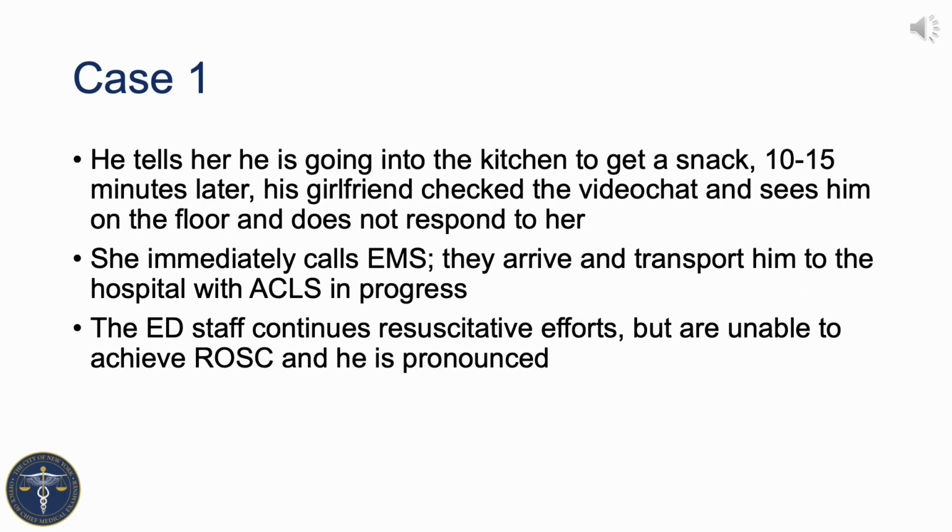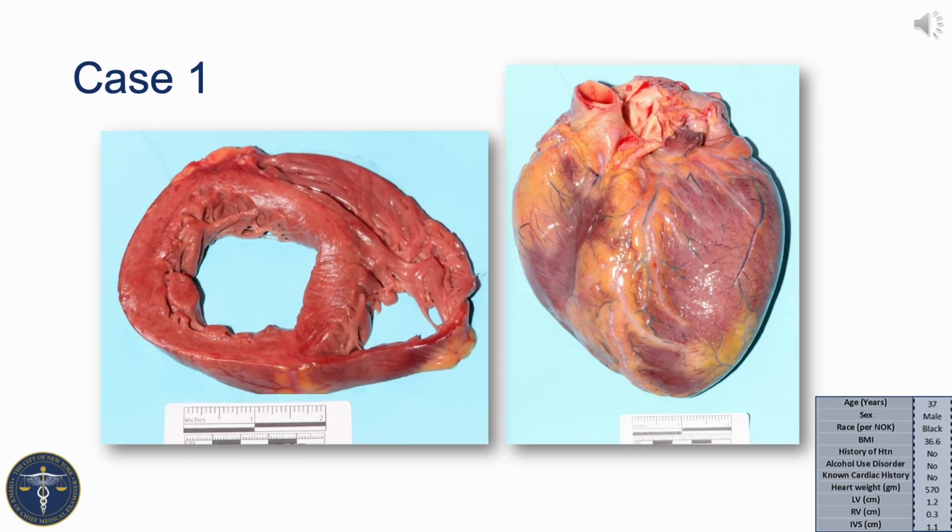He tells her that he's going into the kitchen to get a snack, and 10 to 15 minutes later, his girlfriend checks the video chat and sees him on the floor unresponsive. She immediately calls EMS, and they arrive and transport him to the hospital with ACLS in progress. The emergency department staff continue resuscitative efforts, but they're unable to revive him, and he is pronounced. The history itself puts a cardiac cause of sudden death on the differential diagnosis.